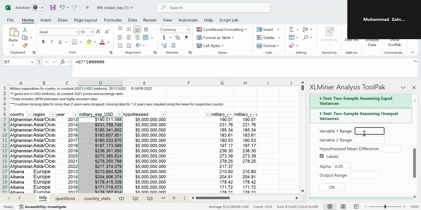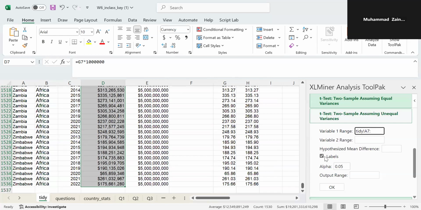So what we can do is we can just add that manually. So we can say A7 to, actually we might have to give our sheet name also. So the sheet name and this exclamation mark refer to the sheet. And then from there, A7 to, we can go to the bottom, A1536, sorry, not A, D. D. And then for the hypothesized, it's the same thing.